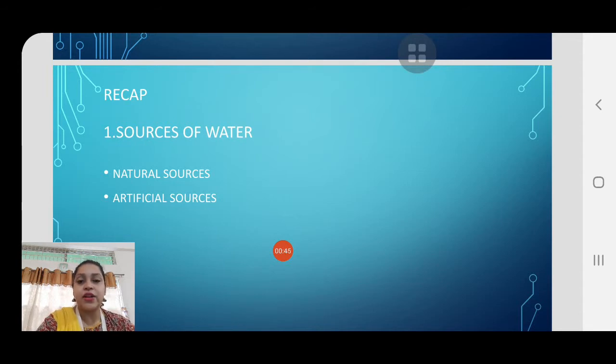And then what were the artificial sources? We have studied three artificial sources. One is wells, one is tube wells, and one is bore wells. I hope you all remember the pictures which I showed in the slide in the live class. So then, children, we shall proceed with the lesson.